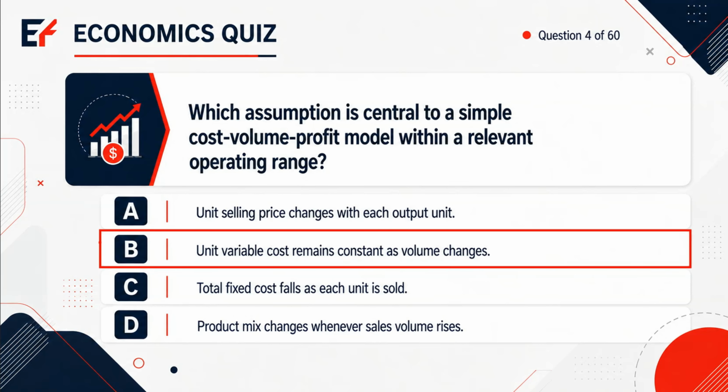Option A is incorrect because the selling price is assumed to remain stable. Option C is incorrect because total fixed cost remains unchanged within the relevant range. Option D is incorrect because the product mix is assumed to stay constant when multiple products are involved.